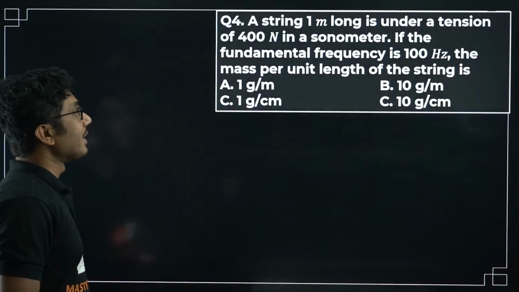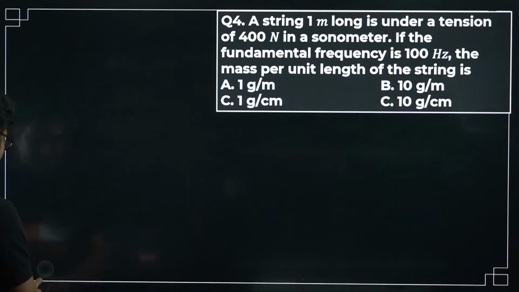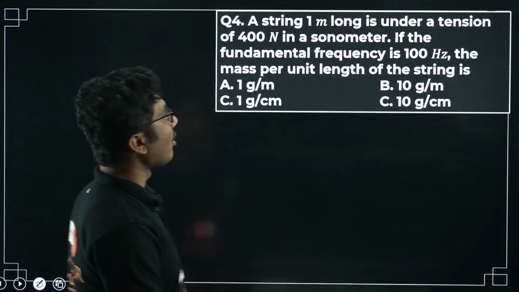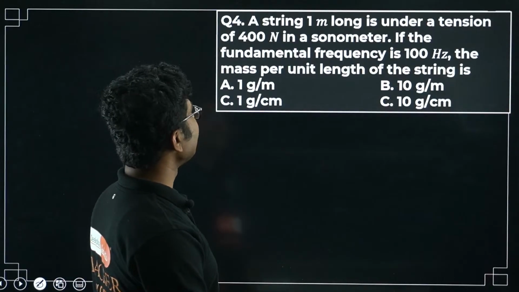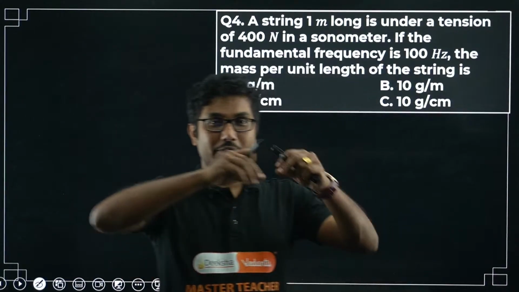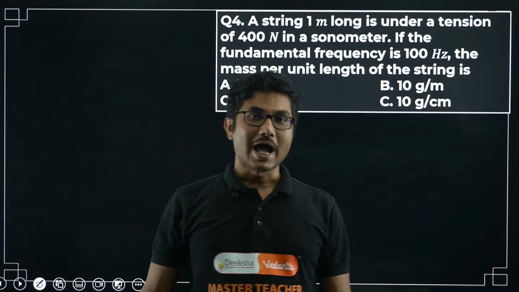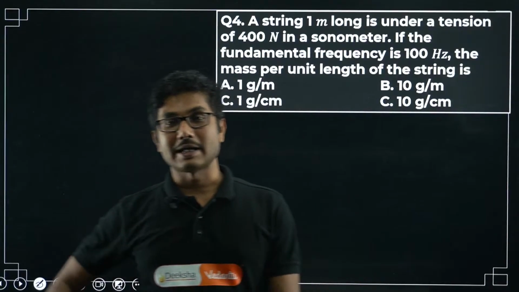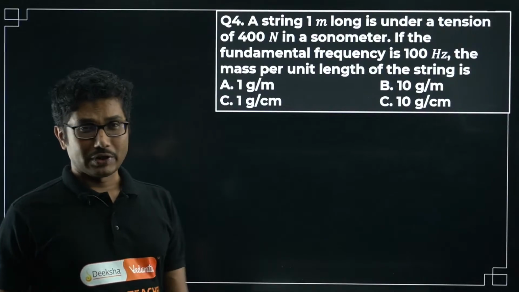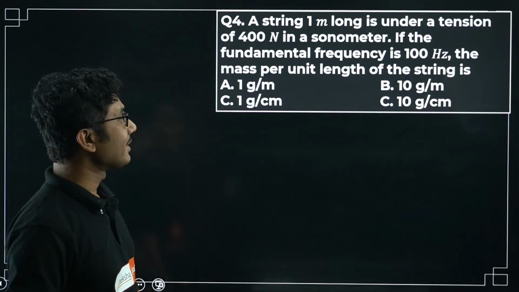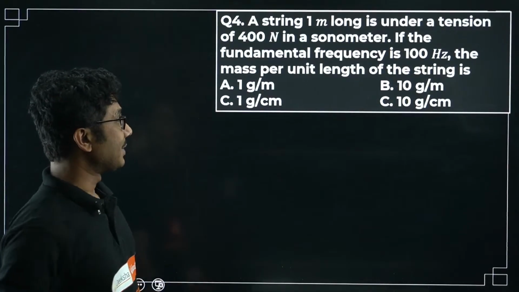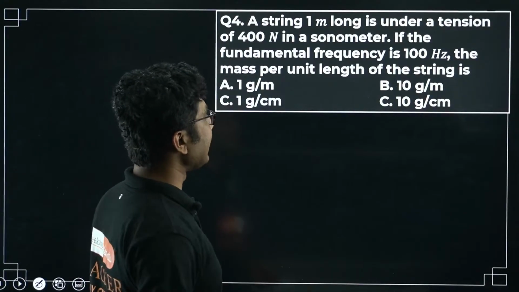And we are moving on to the next question. Let's see, this is based on the sonometer experiment. A string of 1 meter long is under a tension of 400 Newton in a sonometer. So you have done the sonometer experiment, right? Where the string is there, on the other end you have hung some weight to create some tension, and then you are experimenting using a tuning fork, or you are measuring the frequency of an AC. There are different experiments here, but here we are only using the sonometer experiment. The fundamental frequency is 100 hertz.